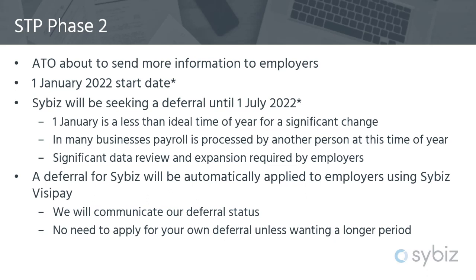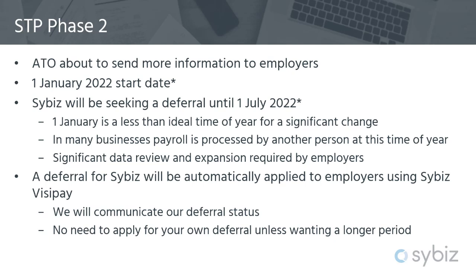We also use, as most of you are aware, the SuperChoice service for communicating the STP data to the ATO. That's just another cog in the wheel, and we want to make sure that the end-to-end process is all ready to rock by the time the 1st of July comes around. The deferral process for Sybiz and other software developers is something we're not able to apply for until the 1st of July this year.